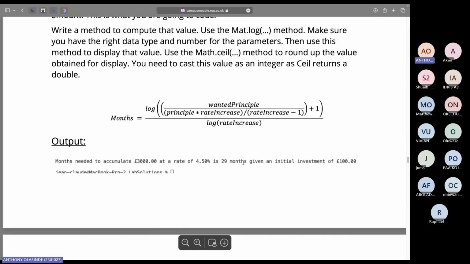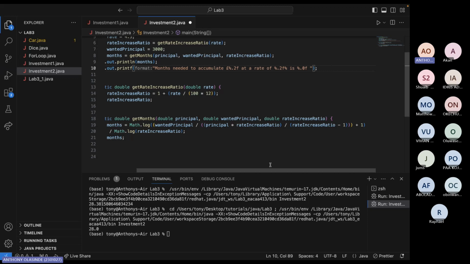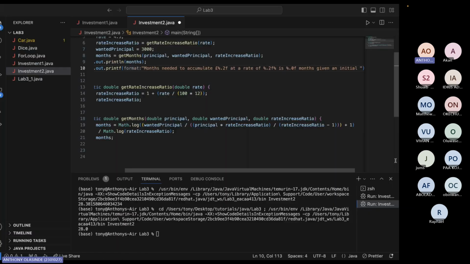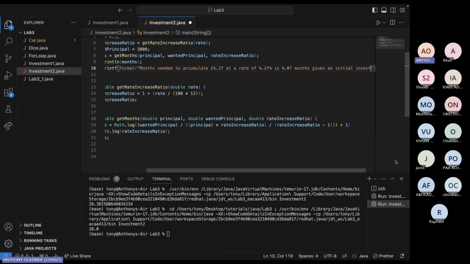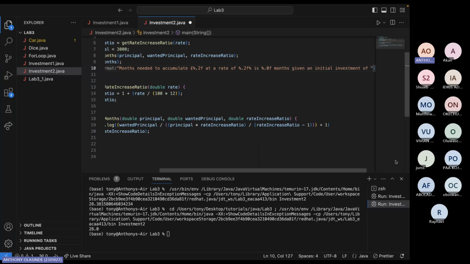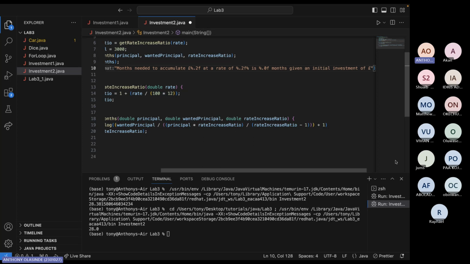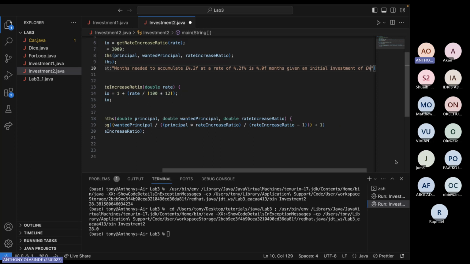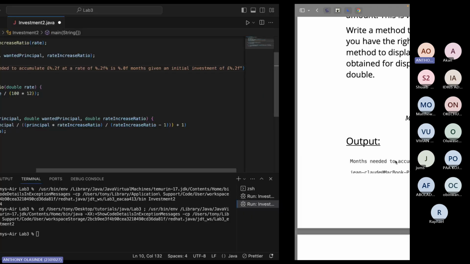%.2f months, given an initial investment of %.2f pounds, and that's it.